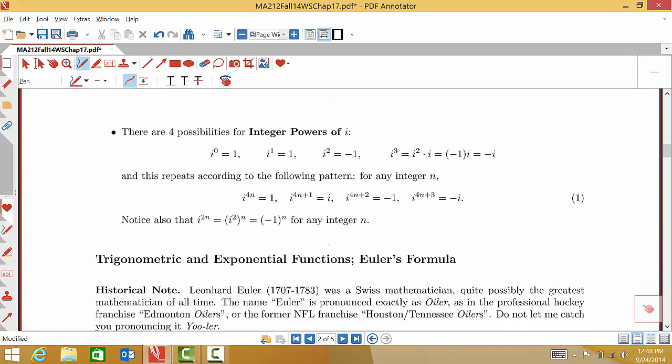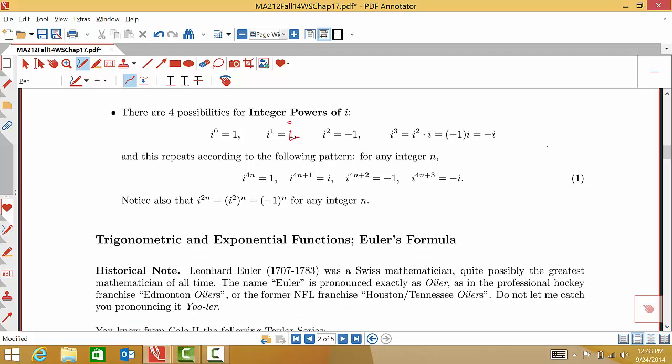Okay. One final thing to notice, there are 4 possibilities for integer powers of i. Notice that i to the 0th power, just like any other number, you get 1. i to the first power is i, not 1. i squared is negative 1 by definition. And i cubed, well, that's i squared times i, so that's negative 1 times i, so that's negative i. And then this pattern continues after this.